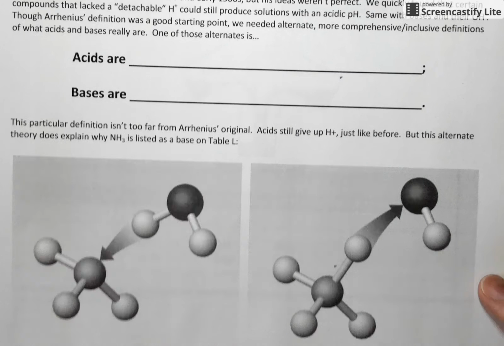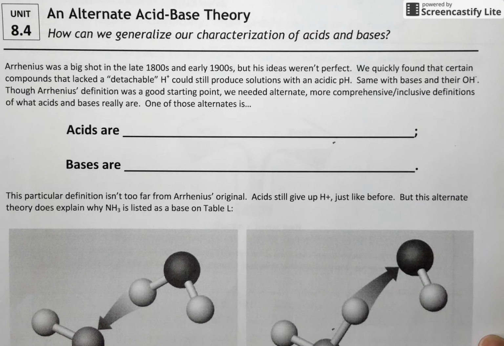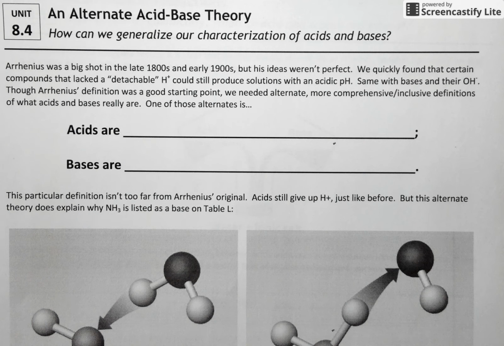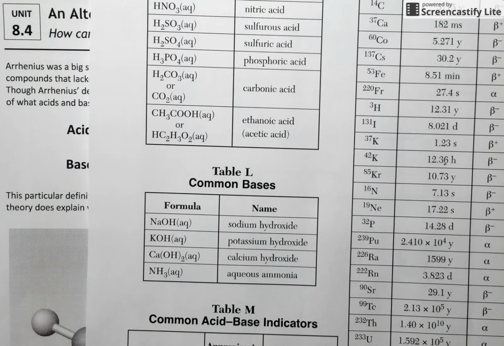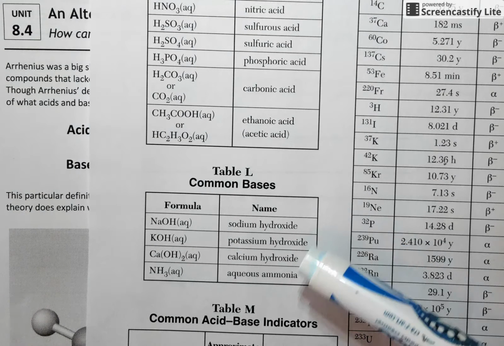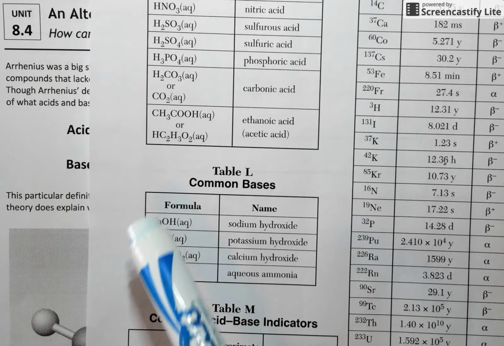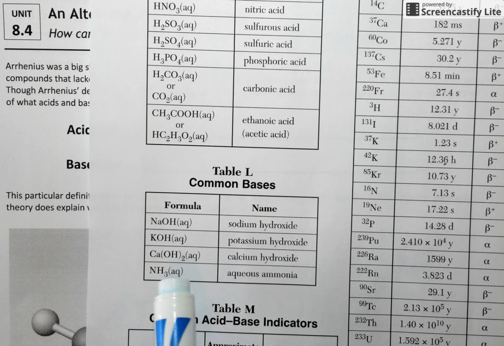Hi everyone, this video is about an alternate acid-base definition, or another acid-base theory, besides the one that we've already discussed, which was Arrhenius's definition of acids and bases, acids being H plus producers and bases being OH minus producers. You may have noticed when you looked on Table L for the list of common bases that only 3 out of the 4 bases had OH minus within their formulas. This fourth one, aqueous ammonia, has no OH minus in sight, and yet it's still listed as a base.